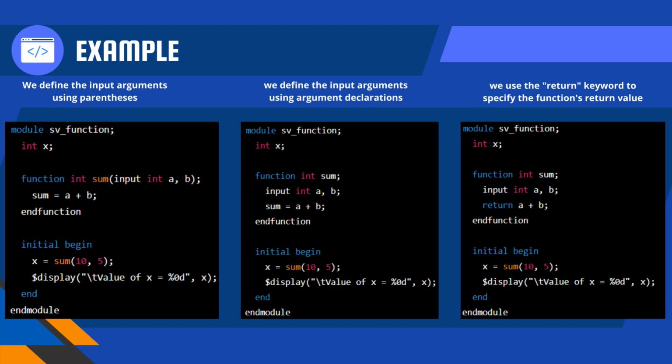In this next example, we use the return keyword to specify the function's return value. In the third code example, we use the return keyword to specify the function's return value. Instead of assigning the result of the addition to the function name sum, we use the return keyword to specify that the result of the addition should be returned as the function's output. The rest of the code is the same as the first example. This code will also output value of x is equal to 15.